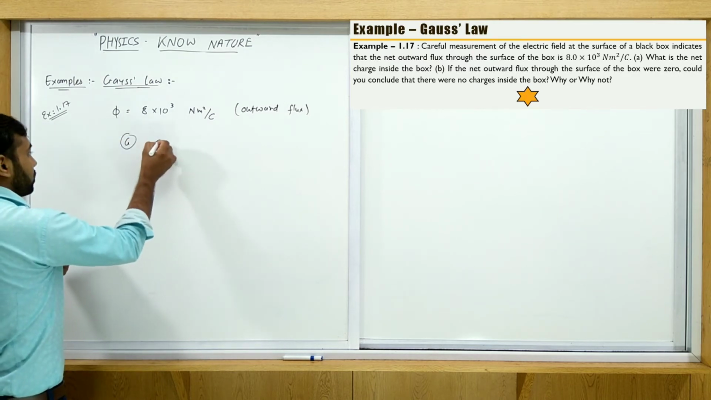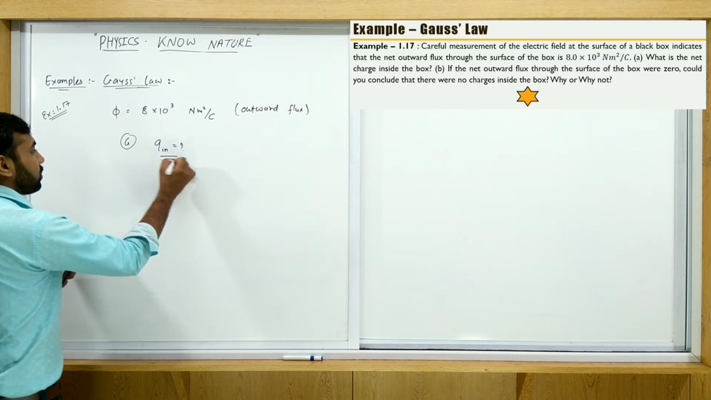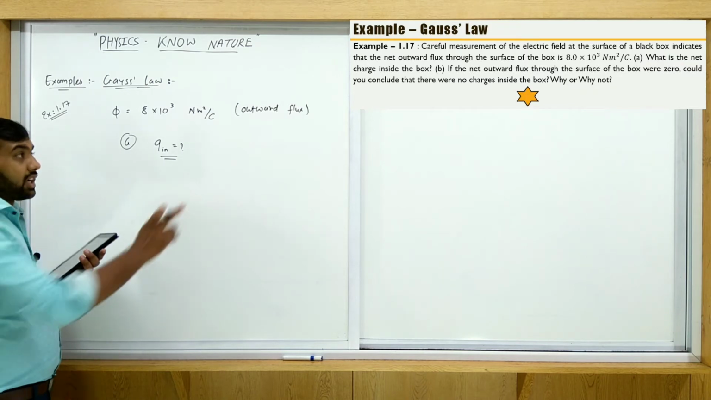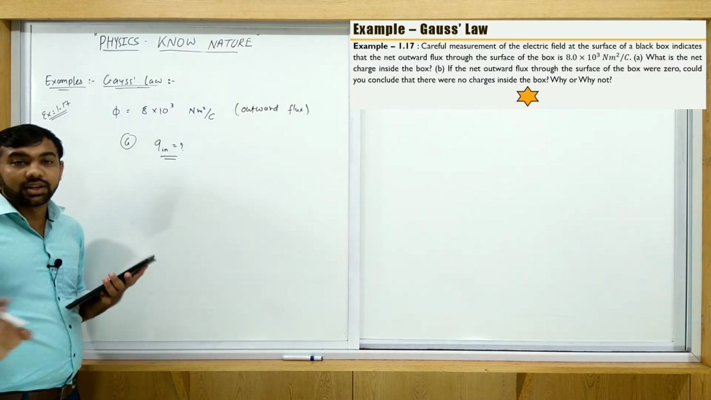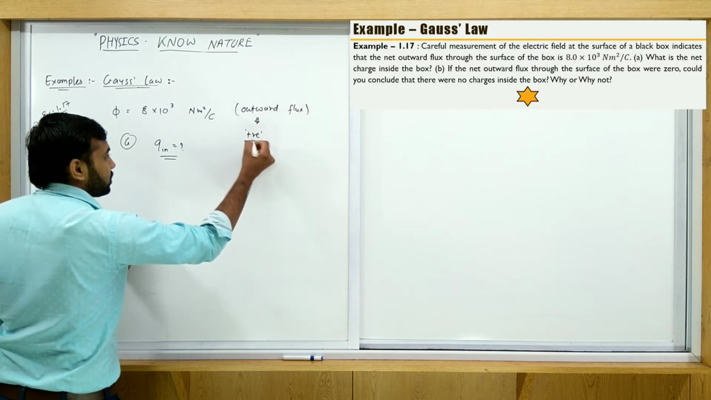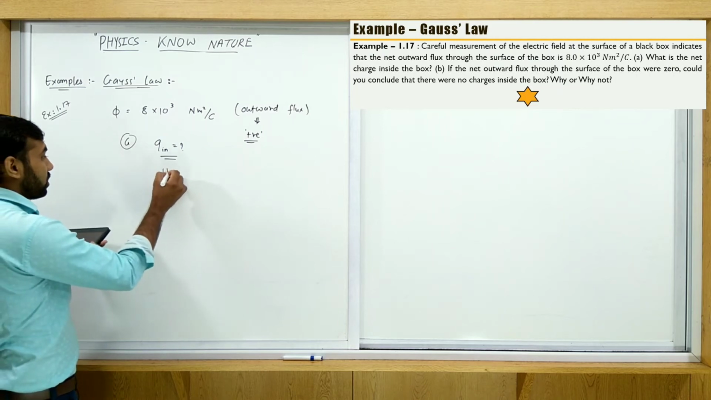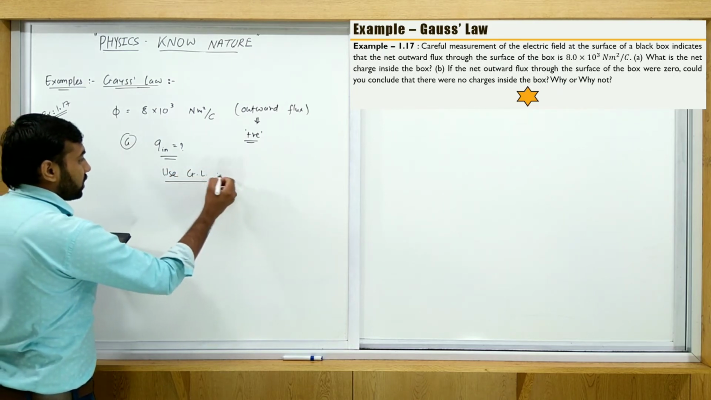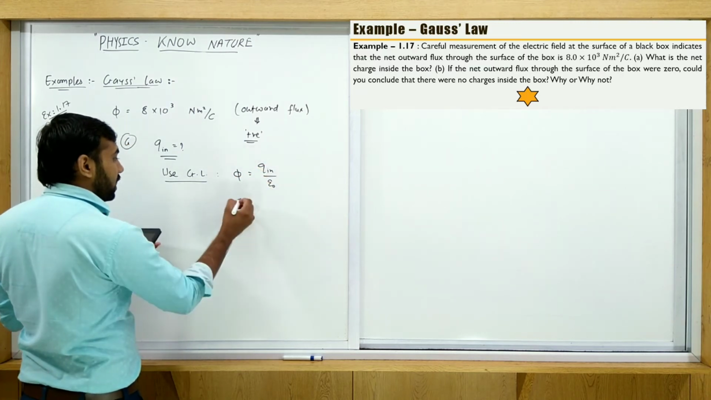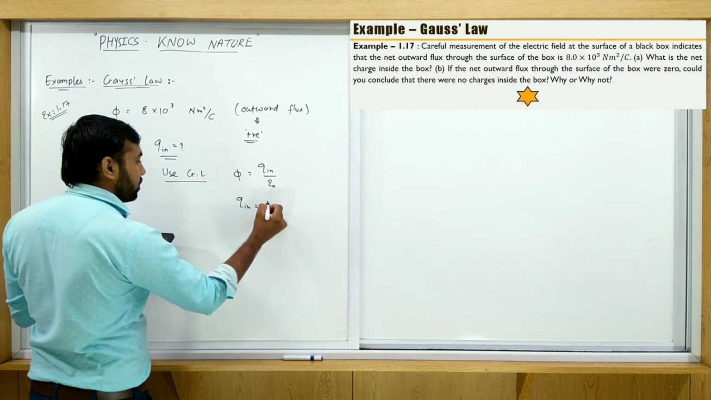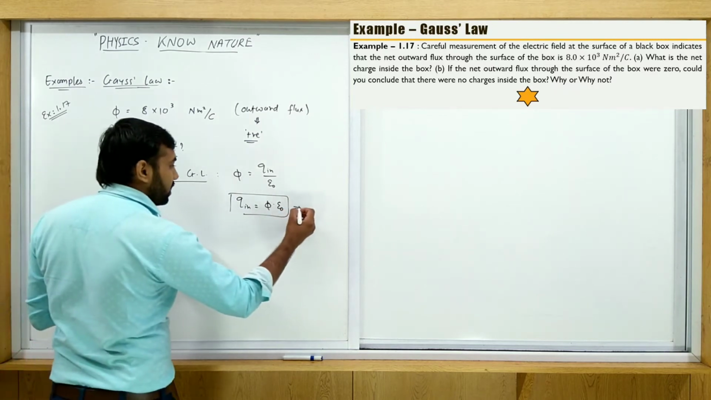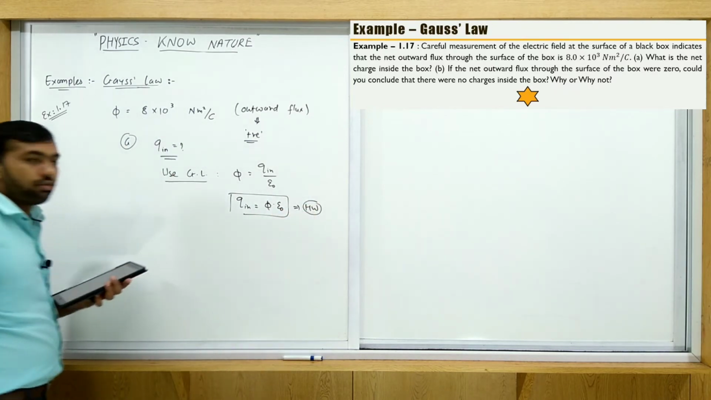So very simple. Q in is equal to what? Here the outward flux is given, which means it is a positive charge. If the inward flux is given to us, then it means negative charge. Right now the charge is positive. So by using Gauss law, what is Gauss law? Net flux is equal to Q in upon epsilon naught. So from this, Q in is equal to φ times epsilon naught. φ is given, put the value of epsilon naught, and you get the answer. The remaining calculation is homework.